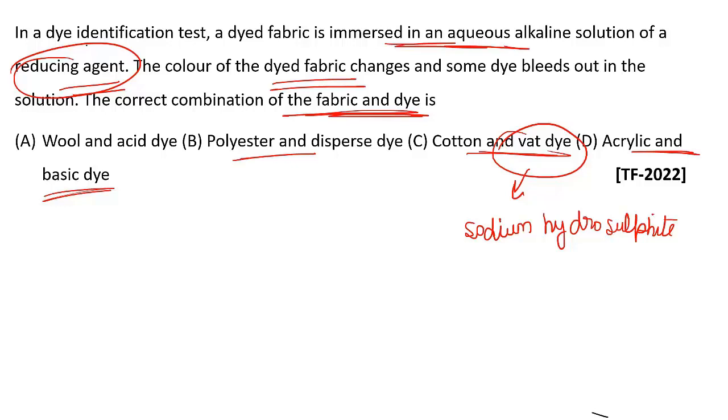In all other cases no reducing agent is used. In the case of vat dye with cotton fabric, the reducing agent used is sodium hydrosulfite, and this is the correct combination of fabric and dye. Since vat dye has very good color fastness and washing fastness on cotton fabric, this is the best combination. So option C is the correct answer.